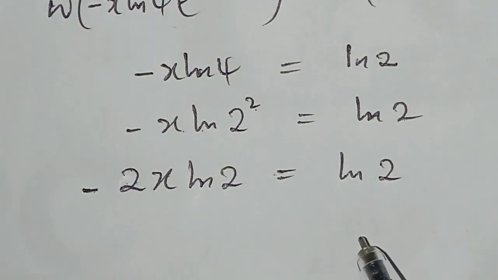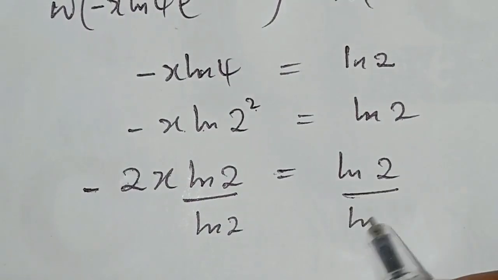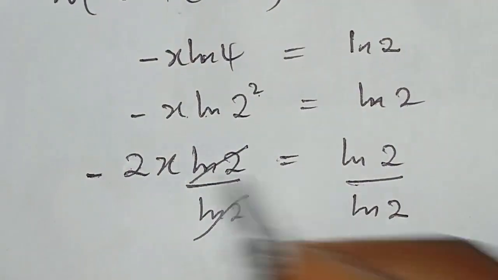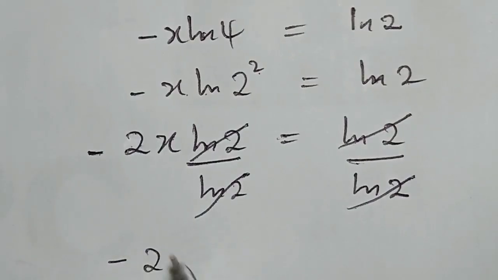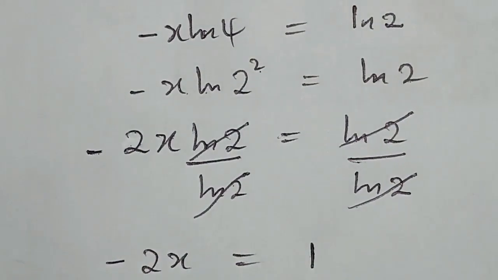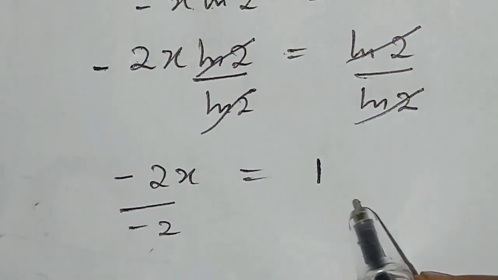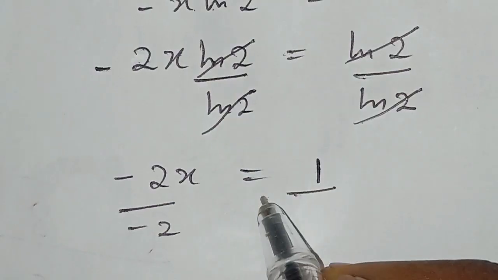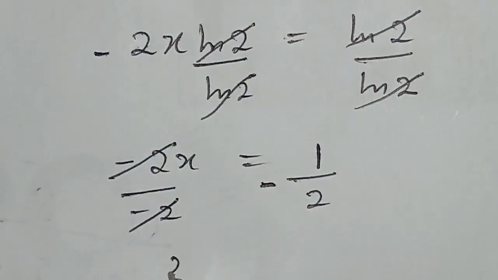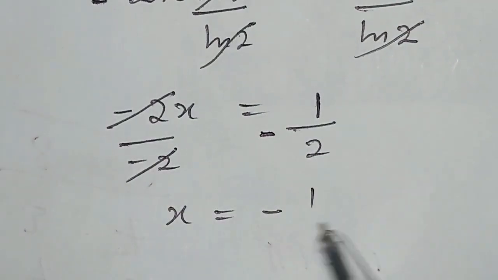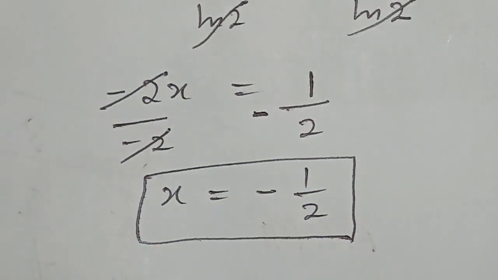Now if we divide both sides by ln of 2, this cancels out with this. Ln of 2 cancels out with ln of 2. Then we now have minus 2x equal to 1. So dividing both sides by minus 2, we are left with x is equal to minus 1 over 2, which proves the second method.